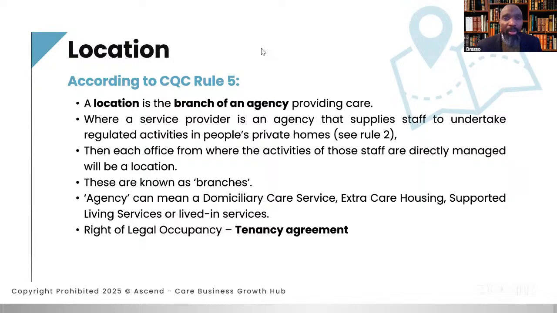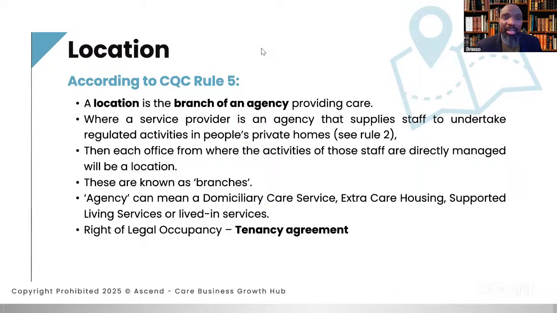Some would be saying, how about using my home address? Yes, you can use your home address. But it's very, very important that if you decide to use your home as an office for the purpose of managing regulated activities, you need to make sure that, one, you are able to give your company permission to use your home. And that's where the challenge arises.